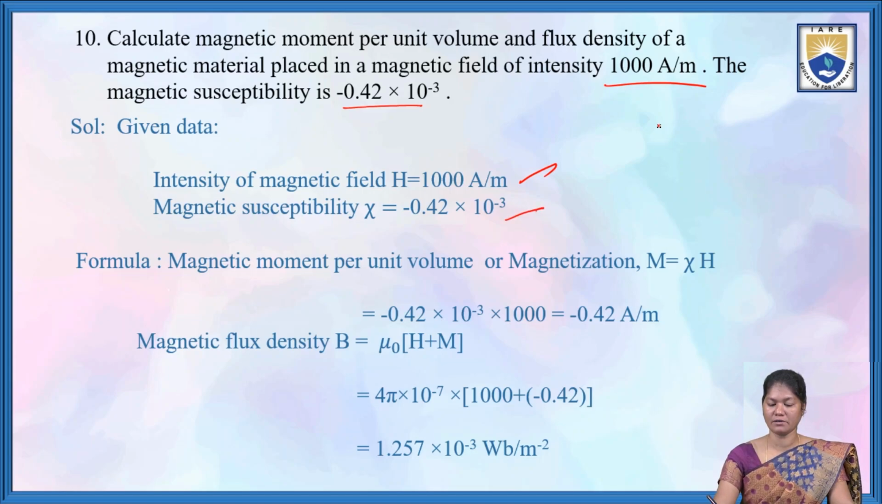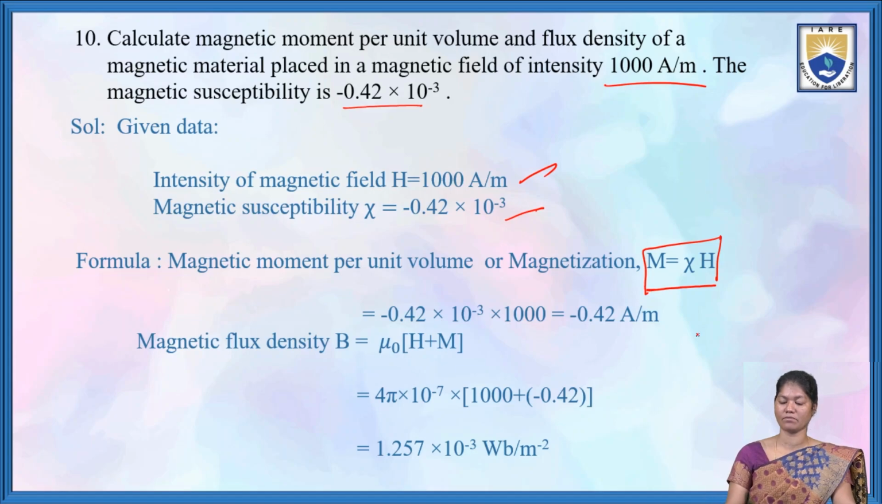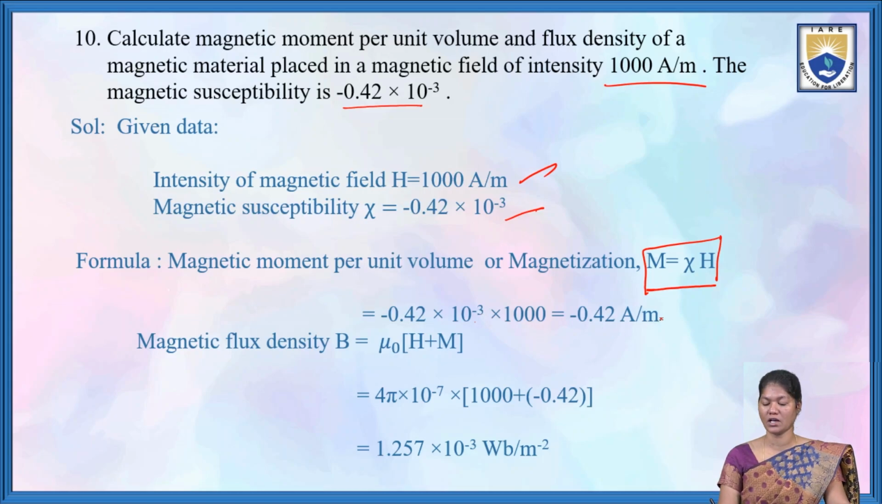Now we need to calculate magnetic moment per unit volume, or magnetization. The formula for magnetization, M is equal to chi into H. Substituting the values of chi and H, it is equal to minus 0.42 into 10 power minus 3 into 1000. So it becomes minus 0.42 ampere per meter. This is the value of magnetization.